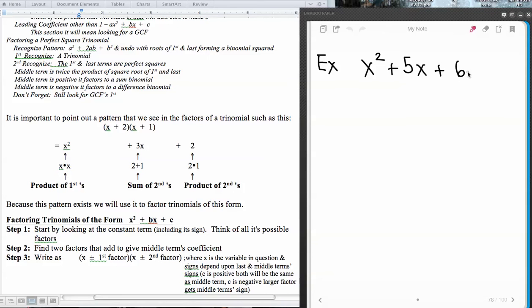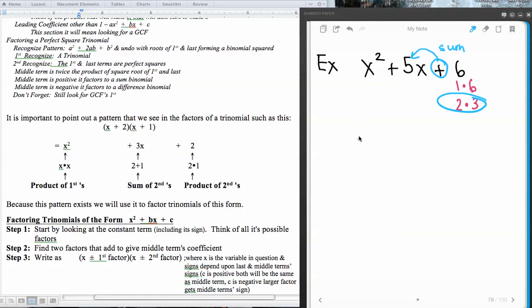First off, we're going to deal with the constant here, so we need its factors. 1 times 6 and 2 times 3 are the ways we can make 6. And then we're going to look for the factors that sum to 5. So now, which ones make a sum of 5? Well, 2 and 3 sum to 5.